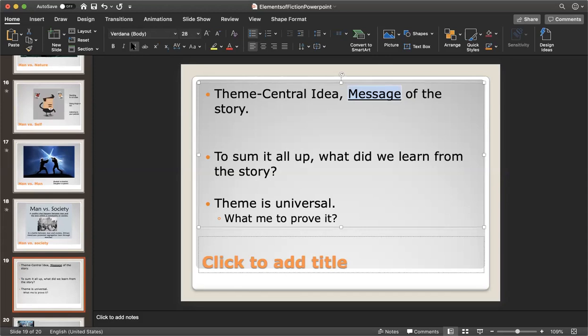Basically, don't make this word harder than it is. Don't get this confused. This is not hard at all. This is basically, what did we learn in the story? What was the message of the story? That's it. And here's the thing, theme is in everything we do.